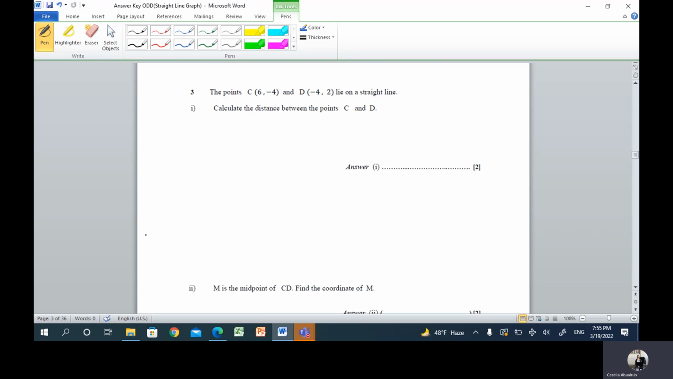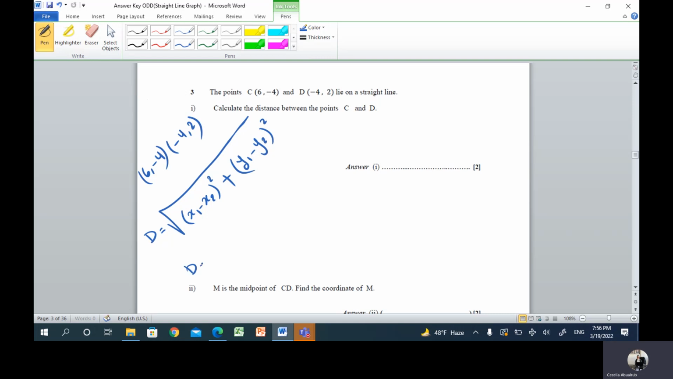So the distance or the length is the square root of, we open two brackets, so square root, bracket to the power of 2 plus another bracket to the power of 2. Here is the difference of x and here the difference of y. So 6, negative 4 is the first point and negative 4, 2 is the second point.